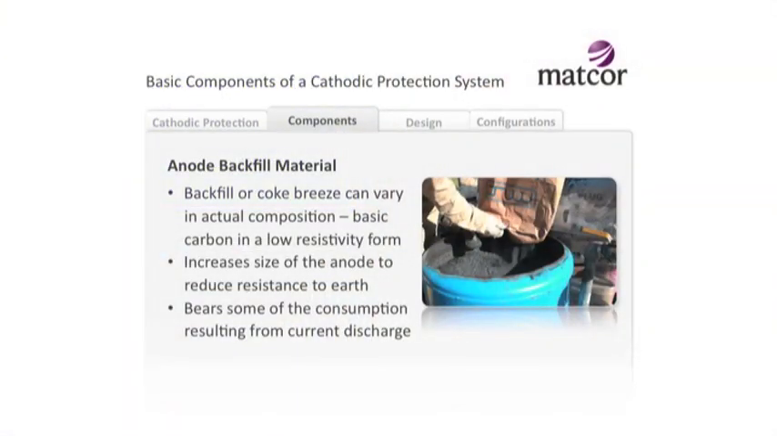Some of the other components in an anode system, I don't want to dwell on these, but these are part of it. We often use a backfill around the anode. And what a backfill is, it's a nice low resistance environment, because we're going to discharge current off the anode. It's nice if that current discharges into a nice low resistance environment.